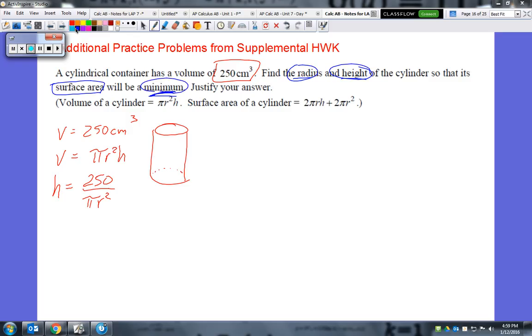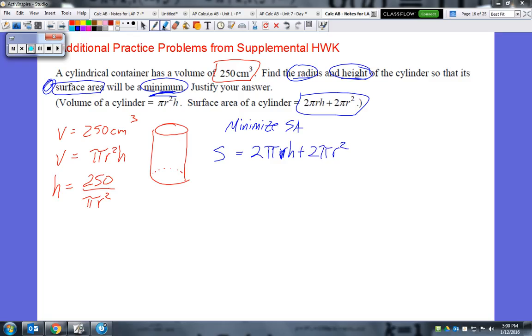If it doesn't say specifically lateral surface area, in this case it's talking about surface area, meaning the whole thing, the total surface area. So we're going to minimize surface area. I'm going to say the surface area is equal to 2 pi r h, plus 2 pi r squared.